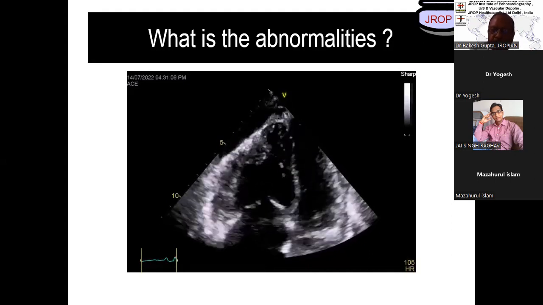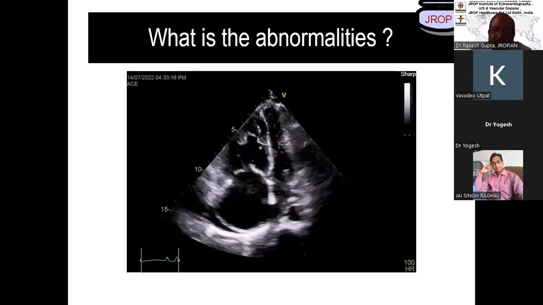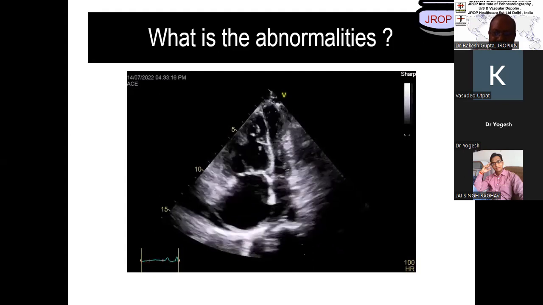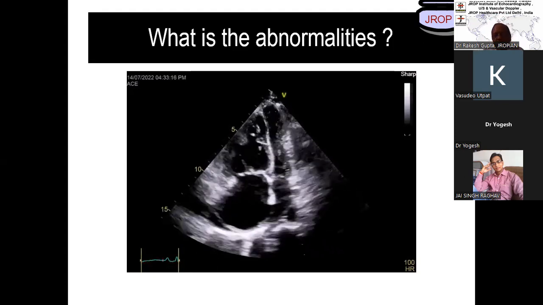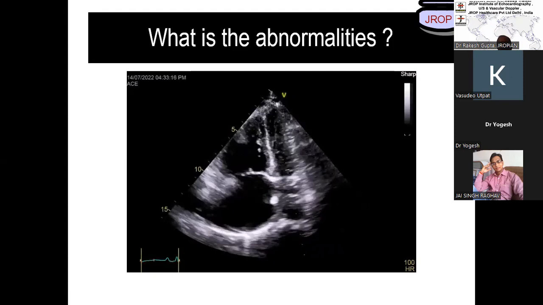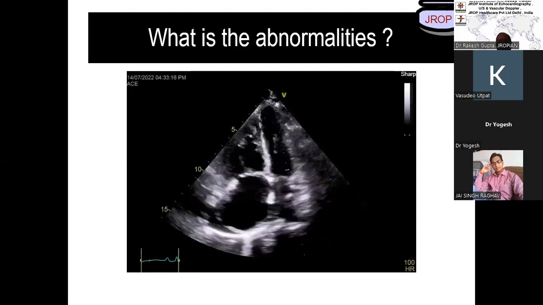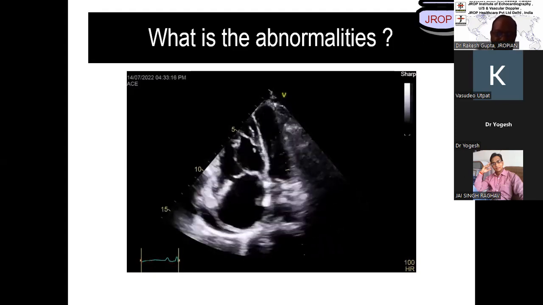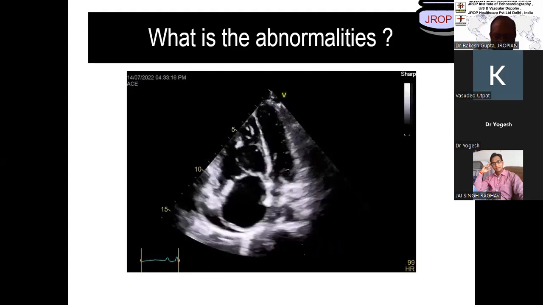Dr. Utpat, get ready. Yes, sir. Tell me the abnormality in this patient. Same patient, I have modified my frames. What do you see in this patient? RA, RV are dilated and the septum is moving from RA towards LA. RA is definitely dilated. I'm not sure about RV. Even the effusion is seen around the RA wall.